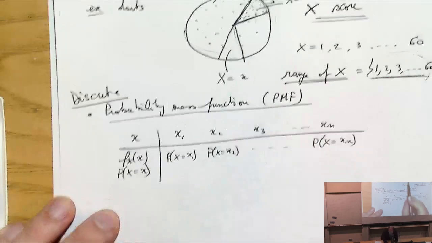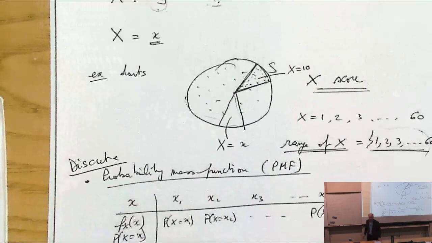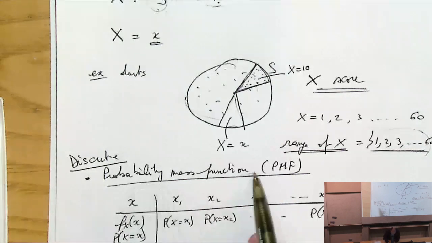So in the example of the dart, what's the probability that your score is equal to 1? What's the probability that the score is equal to 2? What's the probability that the score is equal to 3? That's a discrete random variable. And for each possible entry in the range of that random variable, we can define a probability. So this is called a probability mass function.